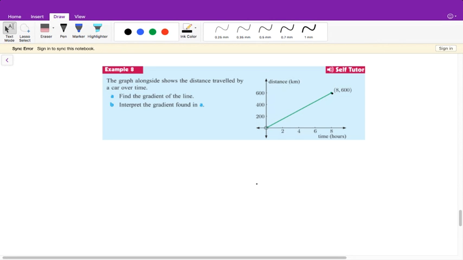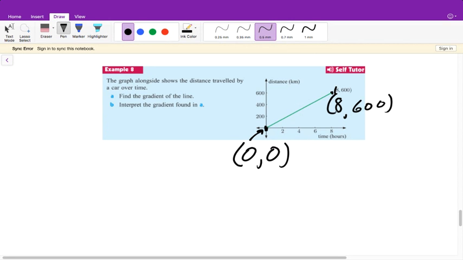Right, so here it says the graph alongside shows the distance traveled by a car over time. So if we look, this is the starting point. When we're starting, if we're talking about a car traveling distance over time, our x-axis represents time. When we just start, no time has passed, so we know it's 0 for x. And when we just started, no distance has passed either. So this black point here is the point 0, 0. Then this point, I'm going to write this a little bit bigger, has 8 and 600. So that's telling us that after 8 hours, we traveled 600 kilometers.